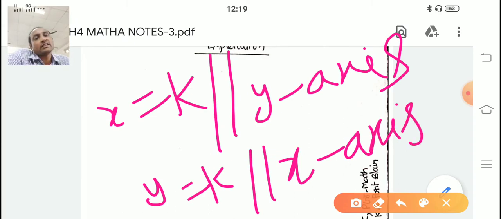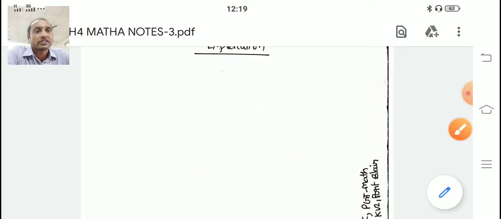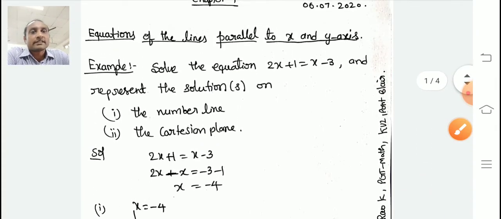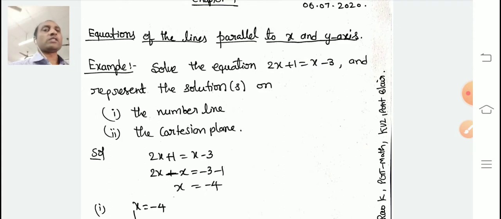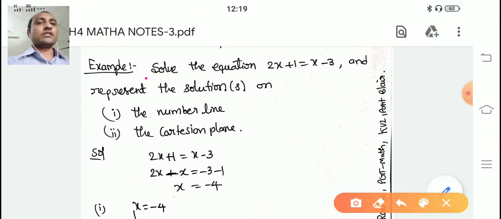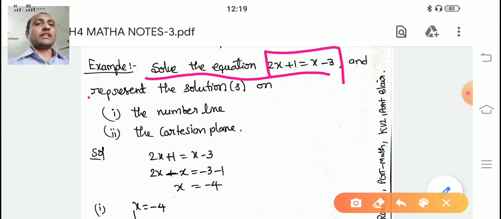So, these are the graphical representations on the number line as well as on the Cartesian plane. How they are, we are going to see now. See, this is the concept. For example, take one example question here. Solve the equation 2x plus 1 is equal to x minus 3 and represent the solution on the number line. First, we have to simplify it and represent the solution on the number line as well as on the Cartesian plane.